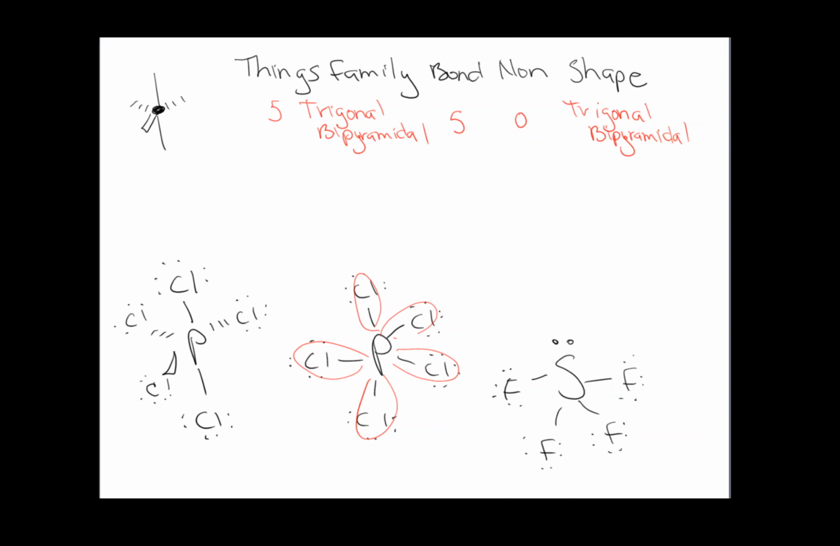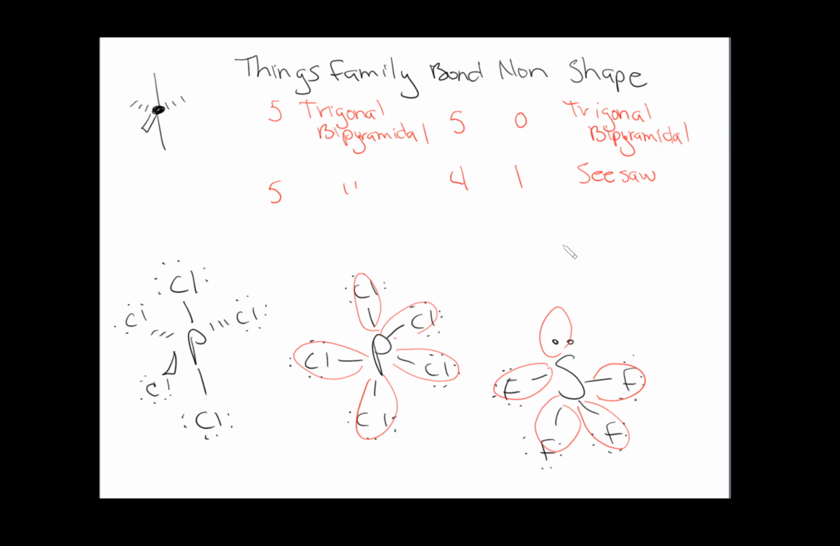Alright, how many things are around it? I've got 1, 2, 3, 4, and 5. So I'm still family 5, still family trigonal bipyramidal. I have 4 bonds and 1 non-bonding. So what kind of shape is this going to leave me? This one, you're going to love this one. This is called the seesaw shape. You're going to love the visual.